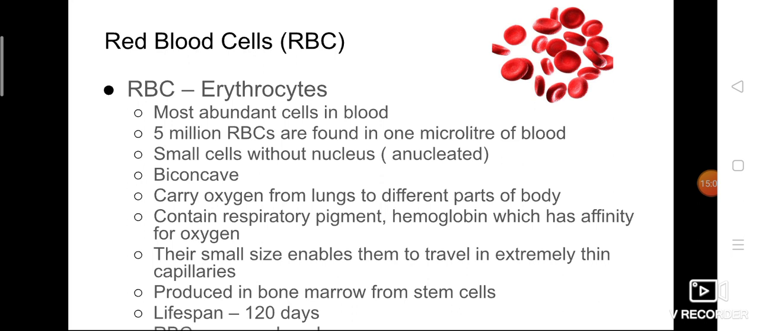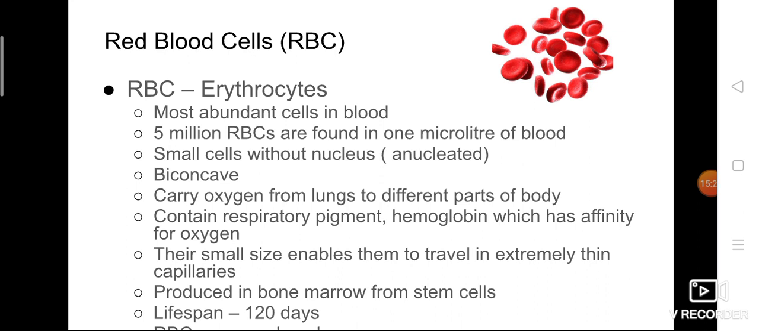So where will they die? They will die in the spleen. Hence the spleen is called the RBC graveyard. So first we saw about plasma. Now I have spoken about red blood cells, otherwise called RBCs.